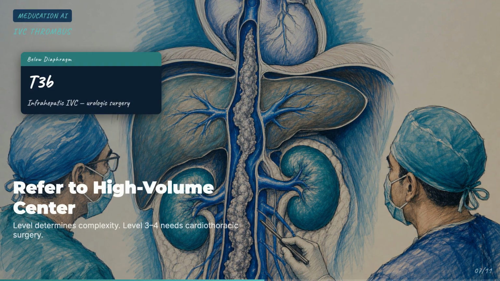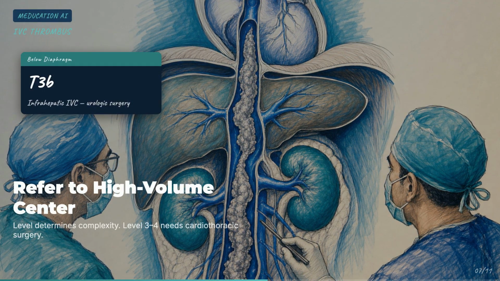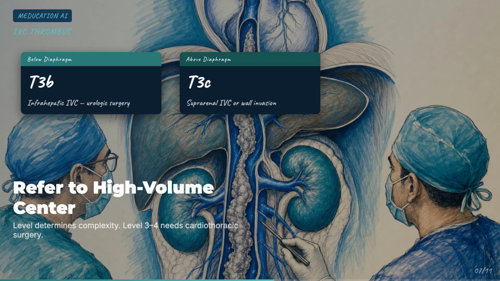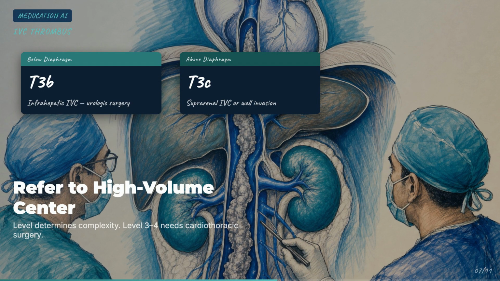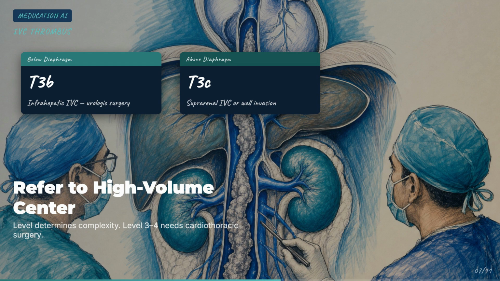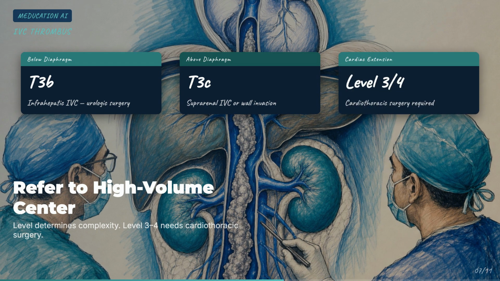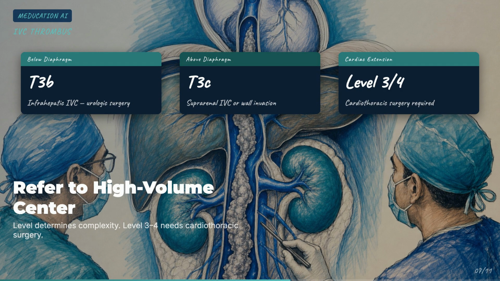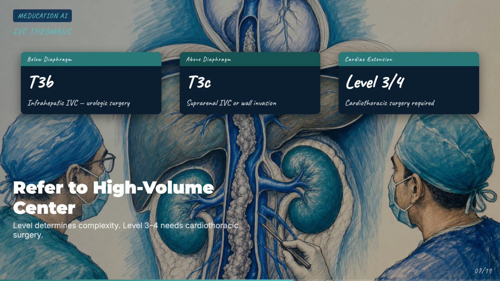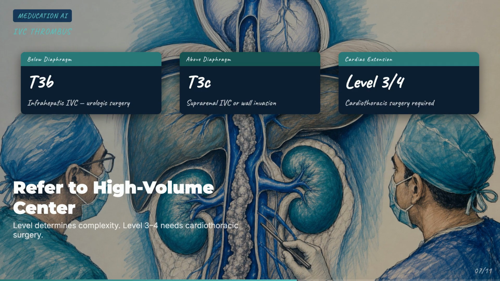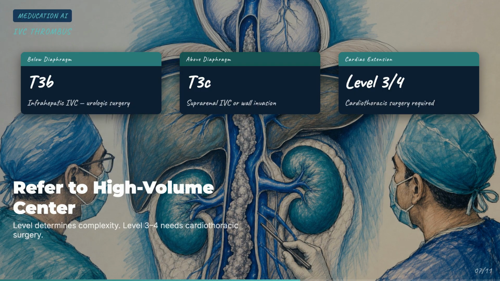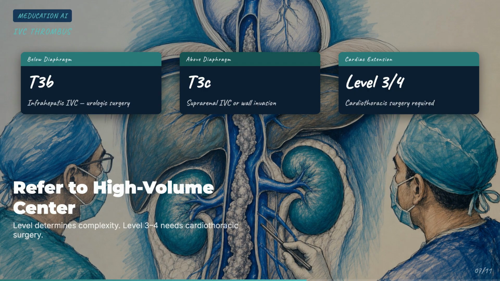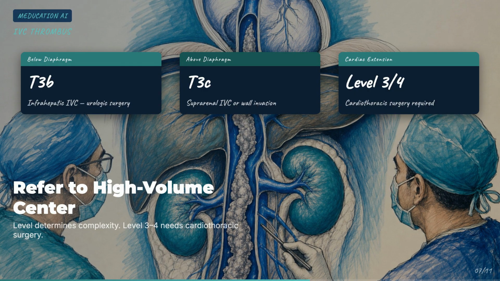T3b and T3c disease, tumor thrombus extending into the inferior vena cava, requires referral to a high-volume center with a multidisciplinary surgical team. The level of thrombus determines operative complexity. Infrahepatic differs significantly from suprarenal or intracardiac extension. Level 3 and 4 thrombus may require cardiothoracic surgery. Define the thrombus level precisely on preoperative imaging before planning any resection.